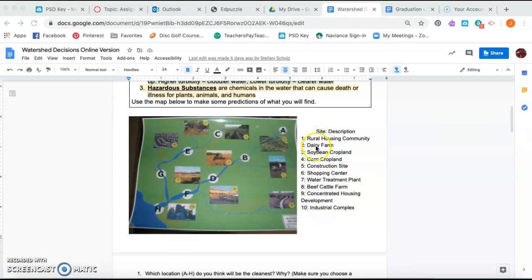And if you look here, there's a description of each of these things. So picture number 1 is showing you a rural housing community. Picture number 2 is showing you a dairy farm. Picture number 3 is showing you a soybean cropland. Number 4 is showing you a corn cropland. Number 5 is a construction site. Number 6 is a shopping center. Number 7 is a water treatment plant. Number 8 is a beef cattle farm. Number 9 is concentrated housing development. And number 10 is an industrial complex. So all of those are potential areas that could cause pollution.